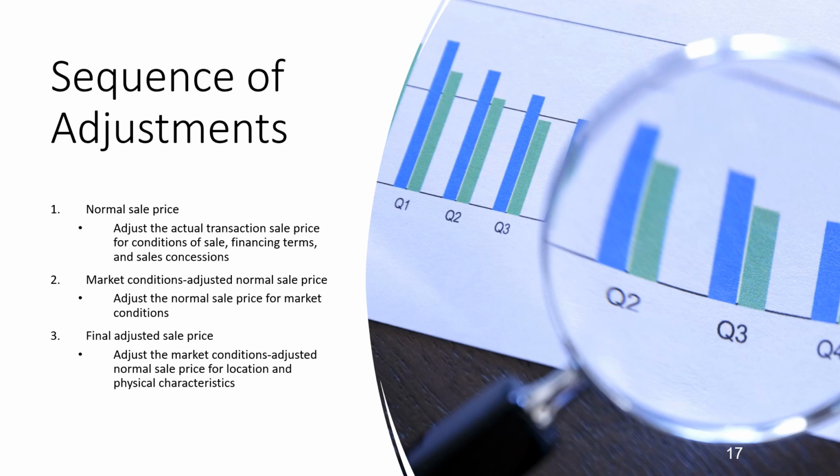The sequence of adjustments. First, you have the normal sales price. You're going to adjust the actual transaction sale price for conditions of the sale, financing terms, and seller concessions. 2, market conditions adjusted normal sale price. Adjust the normal sale price for market conditions. And 3rd, the final adjusted sales price, you're going to adjust the market conditions adjusted normal sales price for location and physical characteristics.